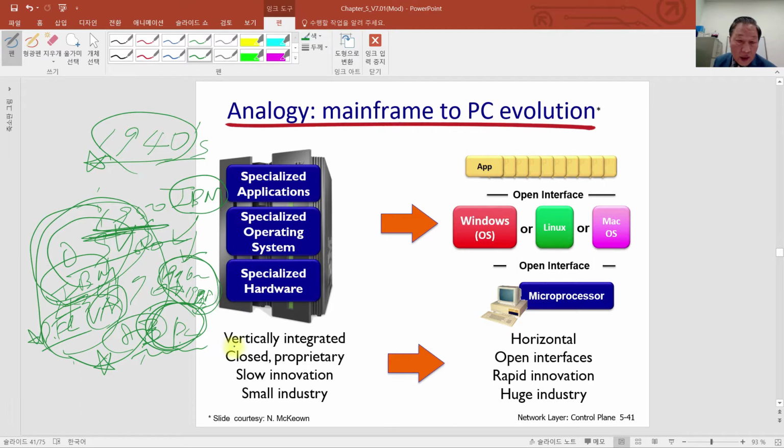And let's look at this one. Vertically integrated long time ago, like this, in the minicomputer and mainframe computer. Integrated, closed, proprietary, slow innovation, small industry. That is the main disadvantage of this scheme. Specialized applications, specialized operating system, specialized hardware. There are so many different kinds, and each one is not big enough in the market, in terms of market size.